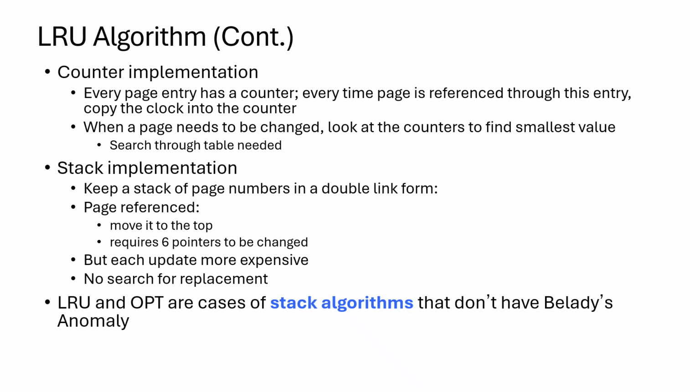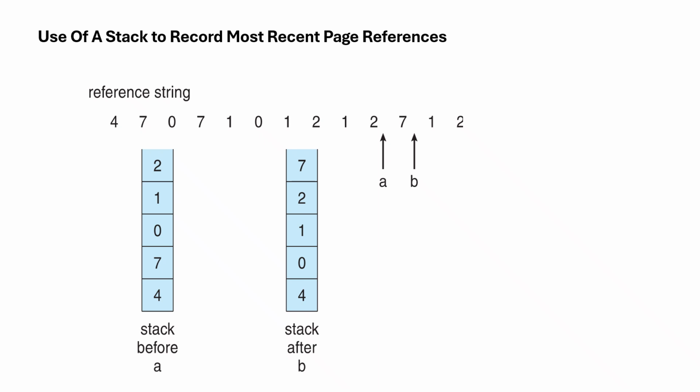Then LRU, counter implementation. Every page entry has a counter. Every time a page is referenced through this entry, copy the clock to the counter. So you can go for either stack or counter implementation. LRU and OPT are cases of stack algorithms, so you don't have Belady's anomaly. Here we have the reference string, and the stack before and after. The top of the stack holds the page which is not used for a longer period of time.